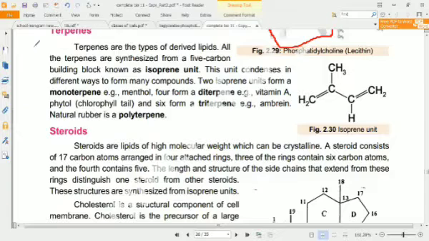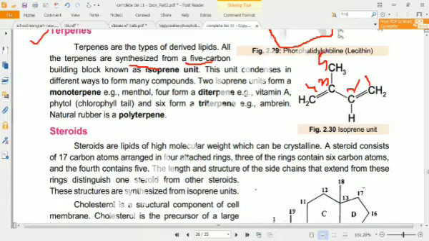Next, we will talk about terpenes. So terpenes are a type of derived lipids. Derived lipids are another group of lipids, another class in which terpenes are included. They are synthesized from a 5-carbon building block known as the isoprene unit. If you just see this one, 1, 2, 3, 4, and this one 5.